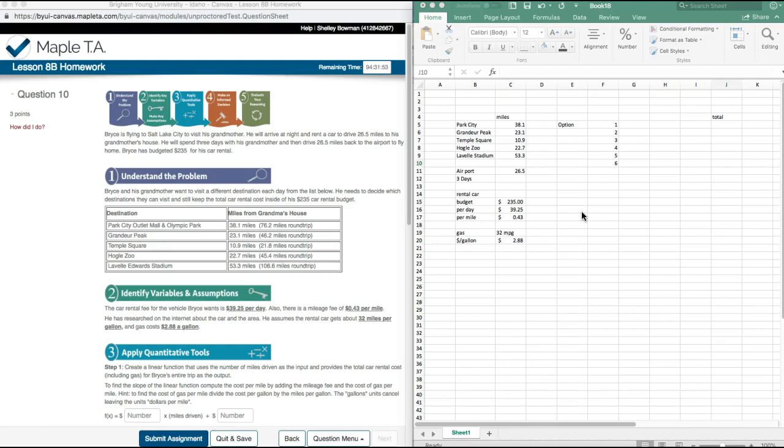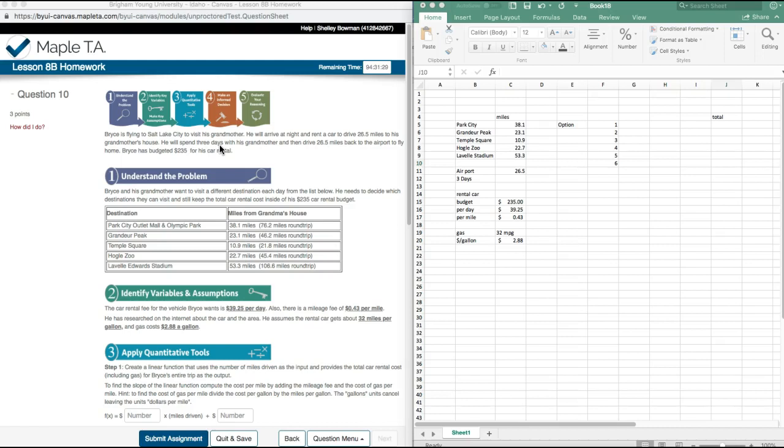$39.25 per day. And he's going to be there for 3 days, right here. Also, there is a mileage fee of 43 cents per mile. He has researched on the internet about the car and the area. He assumes the rental car gets about 32 miles per gallon and the gas costs $2.88 a gallon.